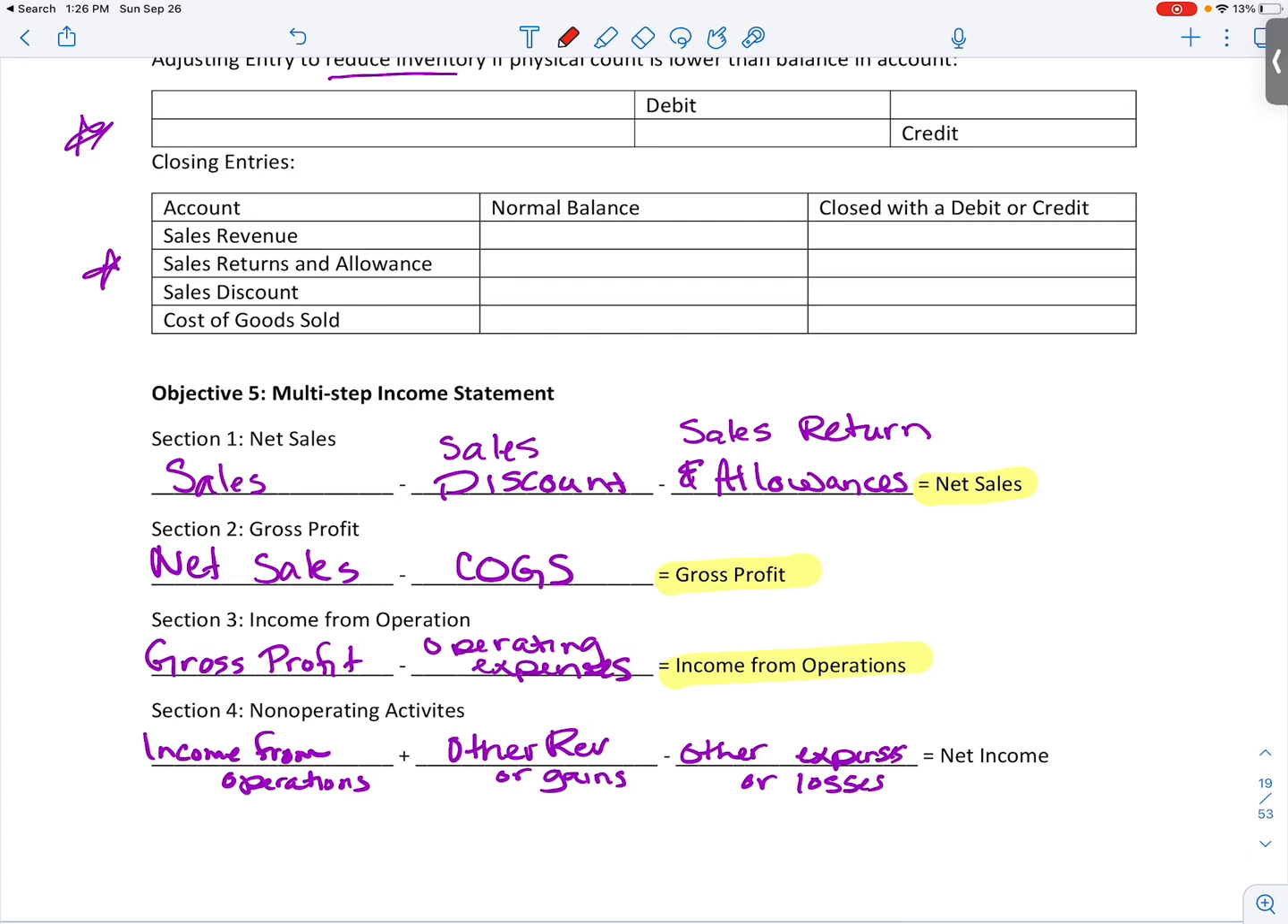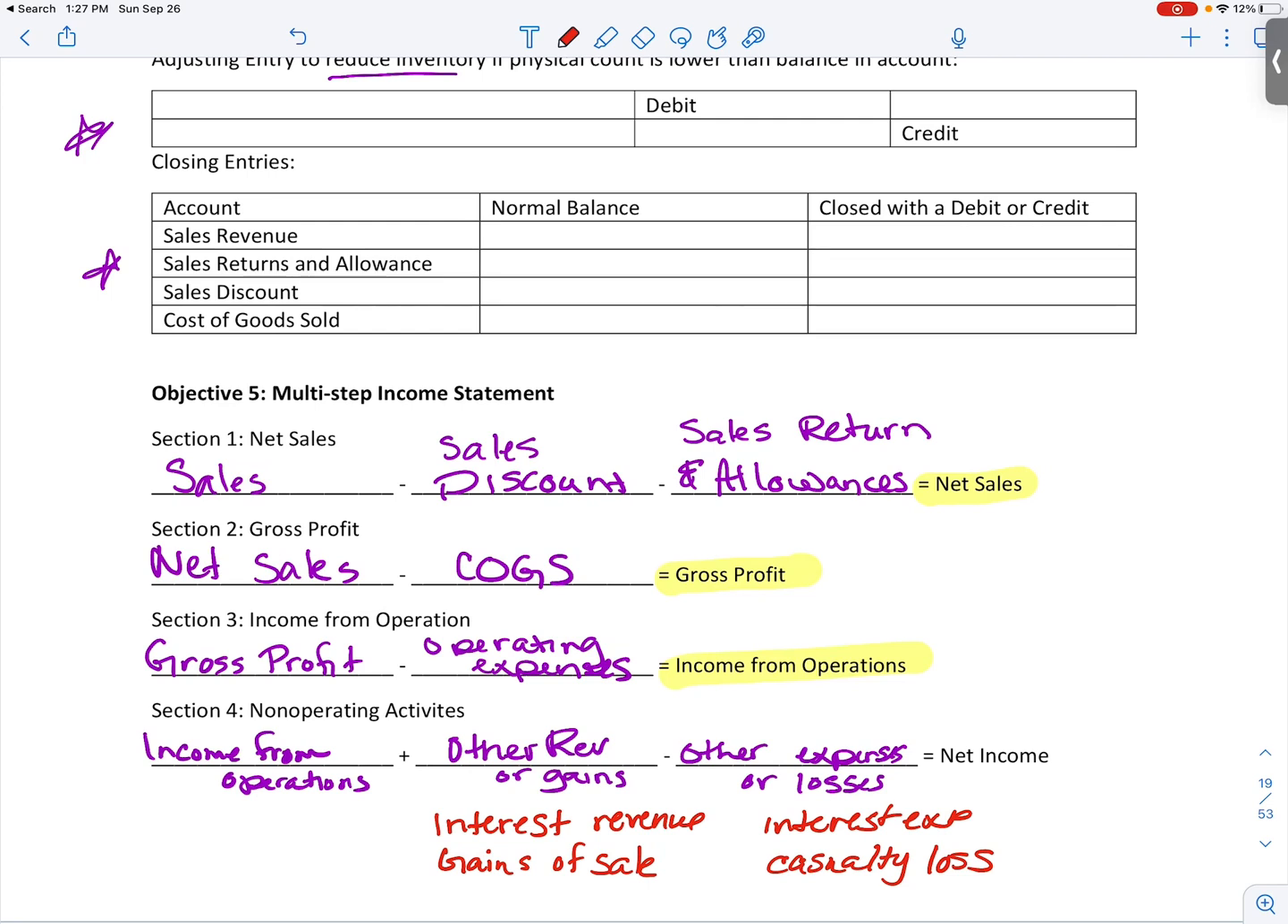So other revenue and gains might include interest revenue or gains on sale of equipment, of property, plant, and equipment. Some other expenses might include interest expense, or maybe a casualty loss if there was like a fire or a flood. That would all go into these other expenses.